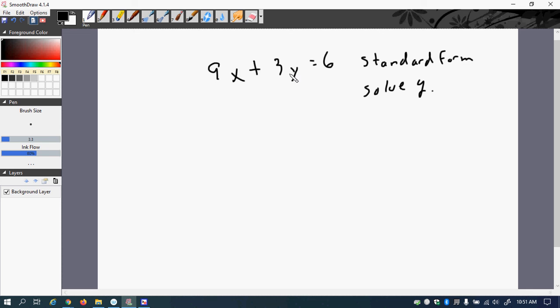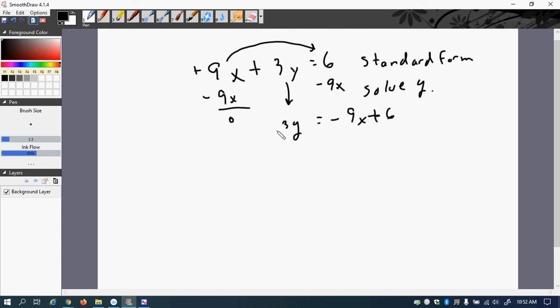To do that, I have to think of the order of operations in reverse. So I'm looking at the 9x, it's being added to the 3y, and so I'm actually going to do the opposite to move the 9x to the other side. So I'll subtract 9x from both sides. Okay, and then that gives me 0 here. I can't add these together because they're not like terms, so I have to leave them as negative 9x plus 6. And then bring down the 3y.